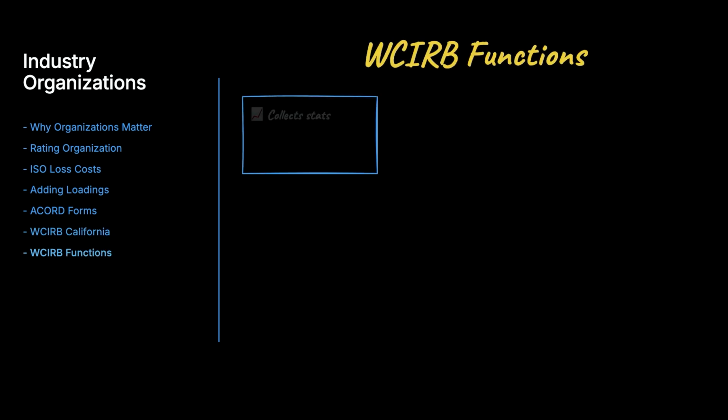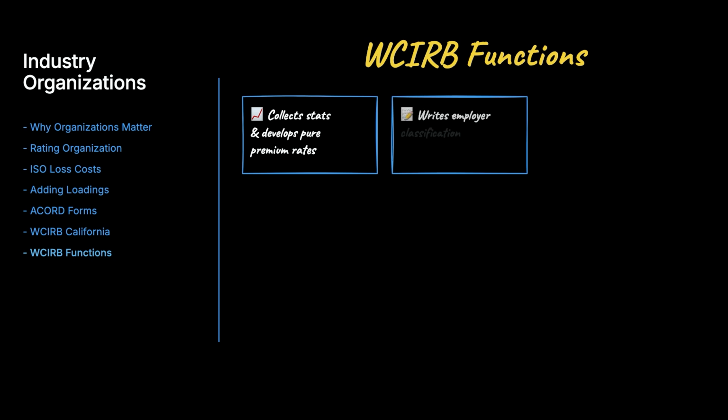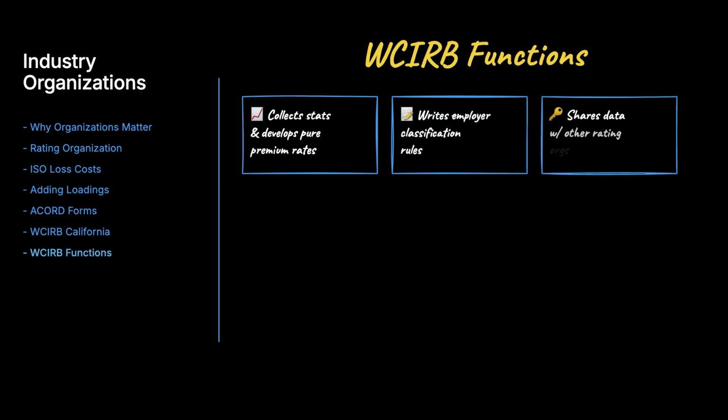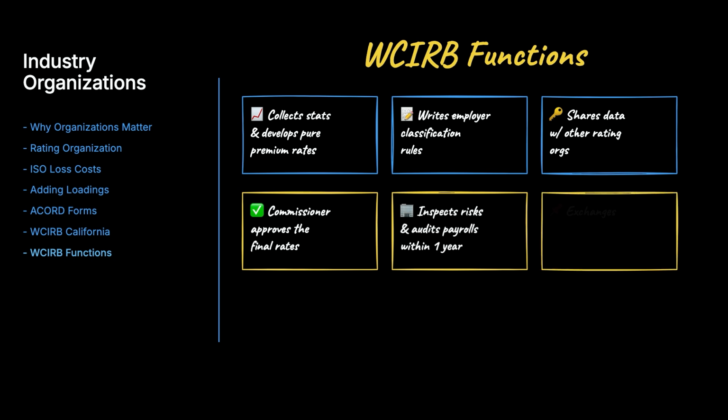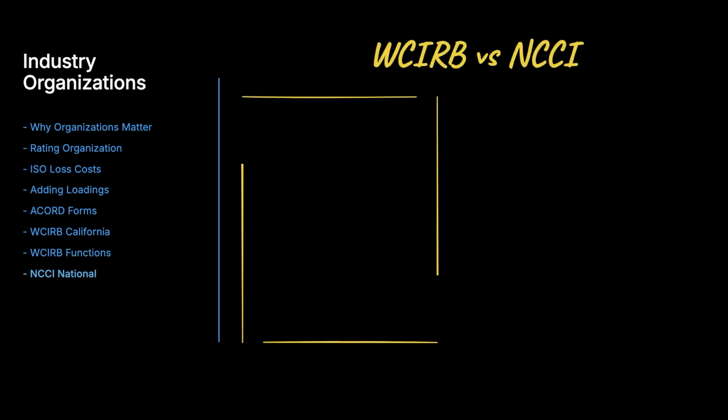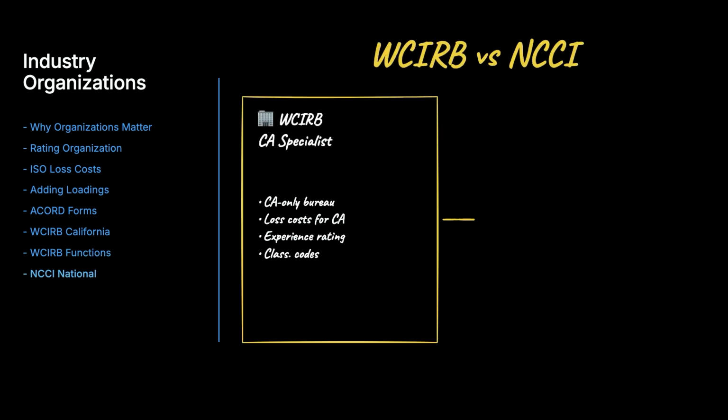What does the WCIRB actually do? It provides reliable workers' compensation statistics, collects data to develop pure premium rates for the commissioner to approve, and writes the classification rules that sort employers into groups. It also inspects risks, audits employer payrolls within 1 year after a policy expires, and exchanges experience data with other rating organizations. You should also recognize the National Council on Compensation Insurance, called NCCI.